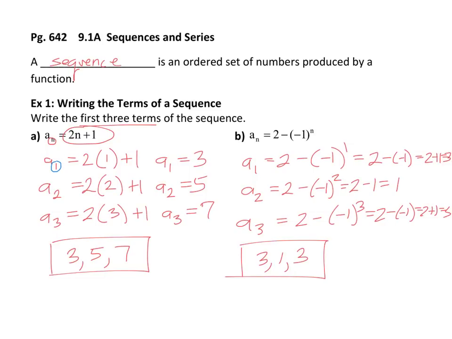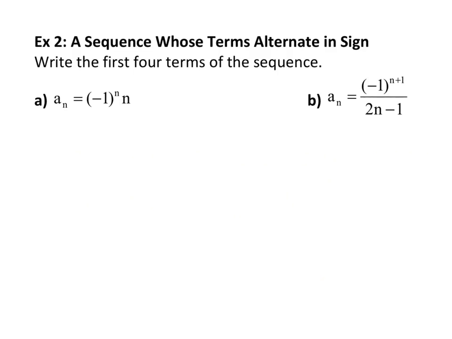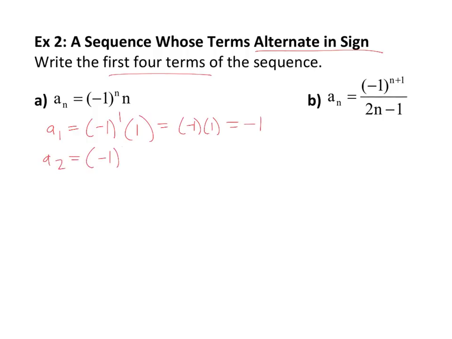All right, let's do another type of example. All right, these functions make the signs in the sequence alternate. All right, so they want the first 4. So we'll start off with the first term. We have negative 1 to the first power, because n is 1, times 1. All right, then we get negative 1 times 1, which is negative 1. Then we have a sub 2, which is equal to negative 1 to the second power times 2, which is equal to positive 1 times 2.